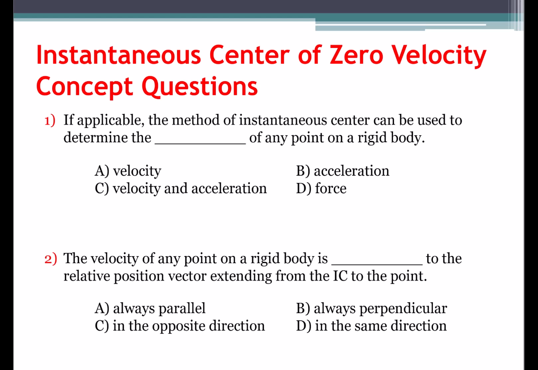Number two, the velocity of any point on the rigid body is blank to the relative position vector extending from the IC, the instantaneous center of zero velocity, to the point. So I have vector R and the velocity. What is the story here? Is it always parallel, always perpendicular, in the opposite direction, or in the same direction? This is where we draw the right angle. So it's B, always perpendicular.